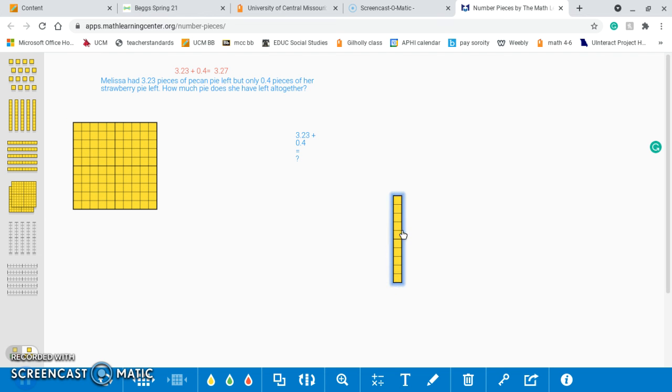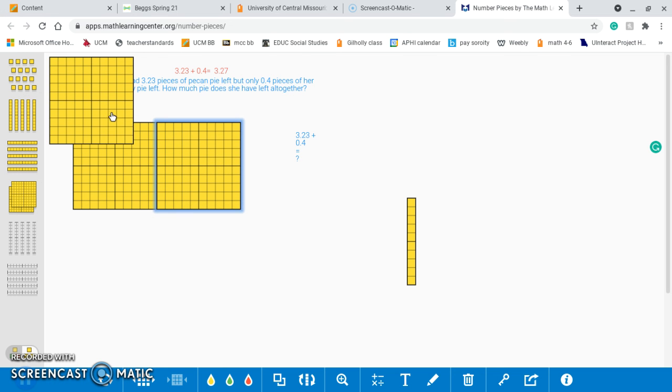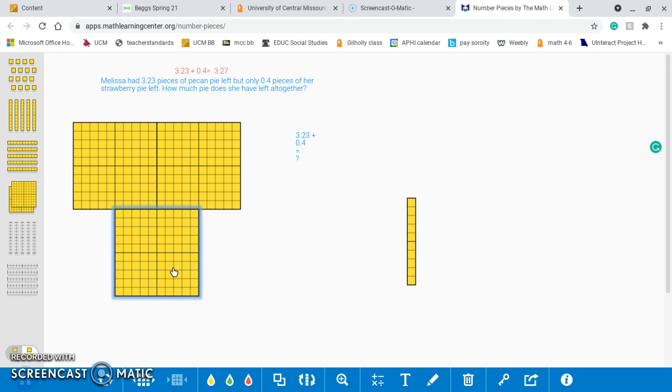So Melissa has 3, so she has 3 whole pieces. We have 1 hundredth here. We have 3 total. Then we are going to add our tenths, which we can see here as we have 2 of. The last thing we're going to do is our hundredths place, and we can see that Melissa has 3 of those.